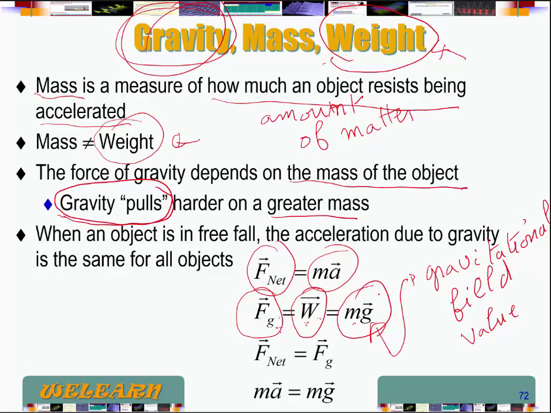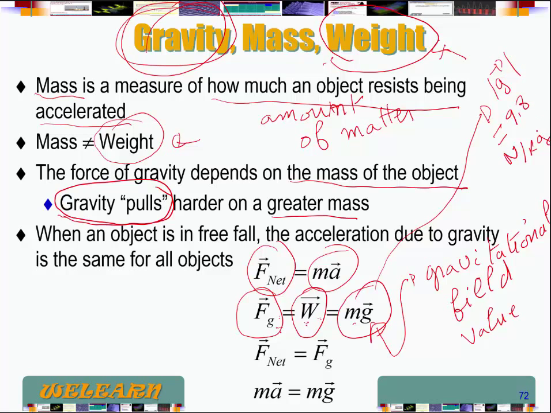At the surface of the Earth, at sea level, the magnitude of g is about 9.8. Now look at the unit I'm going to use: newton per kilogram. That's the magnitude. If we go further away from the surface of the Earth, it's going to become a little less. We'll talk about g a little later.